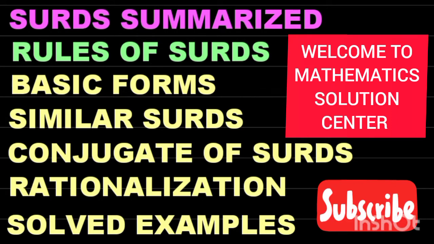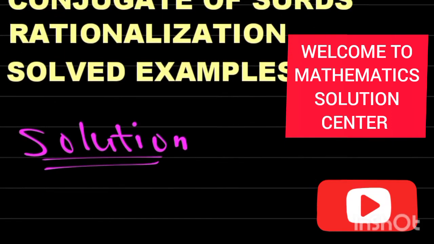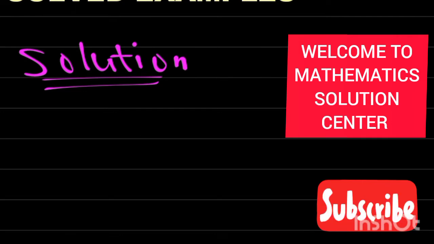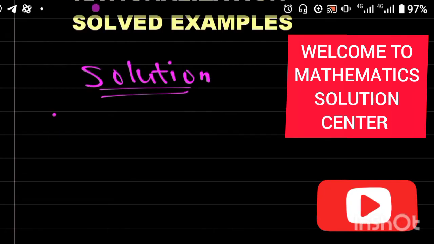Today we are going to be looking at the Surds summary. We are going to be saying everything concerning what? Surds. Number one, let's start with what is a surd. Before you are able to define a surd, you must know what a rational number is and what? Irrational numbers.